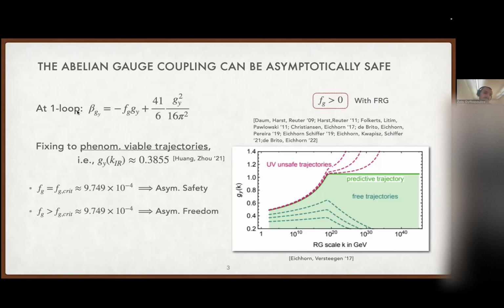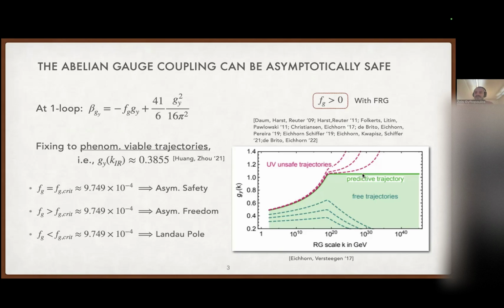And this is because the gravitational contribution is more screening. If this Fg is smaller than this critical value, then you're necessarily emanating from a Landau pole. So actually, this trajectory here will not be UV complete. So this is the simplest case.